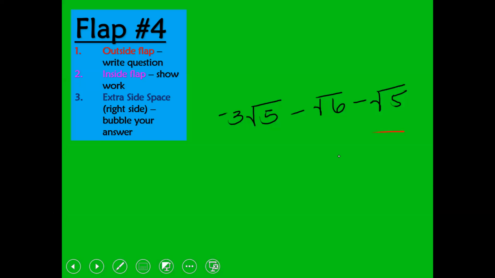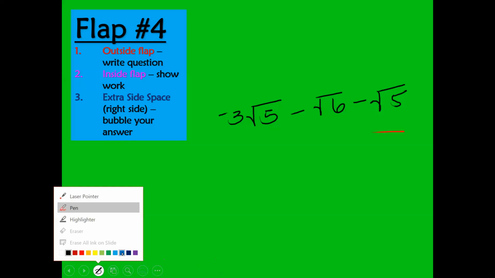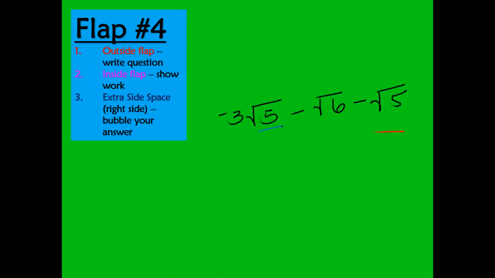Okay, so for number 4, as I look at this, what I notice is that I have 5 and 5. They're exactly the same. I also know that that's a 1. So what is a negative 3 minus 1? That should give you a negative 4 square root of 5. And then don't forget your square root of 6, which is your answer right here.